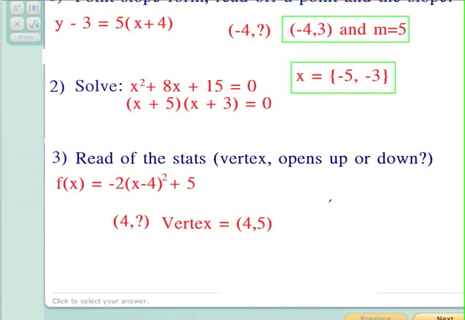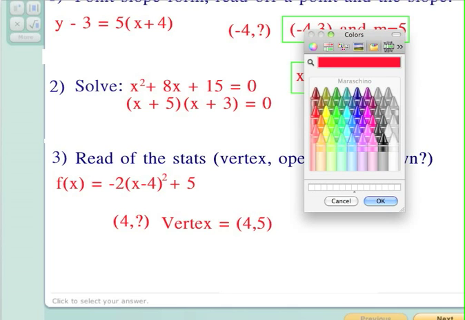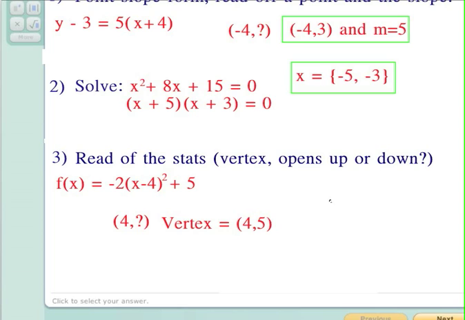Then the question is, okay, does this thing open up or open down? Remember, the key idea there was the sign of the multiplier in front of this squared x quantity. If it was negative, it opened down. If it was positive, it opened up. Since this is negative, it is going to open down. And so there is the answer to the third problem.